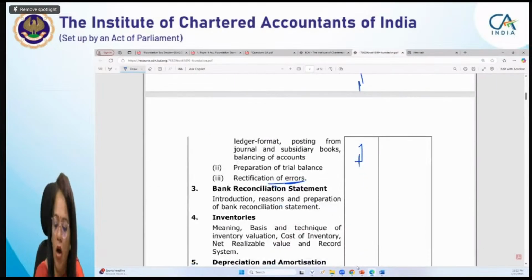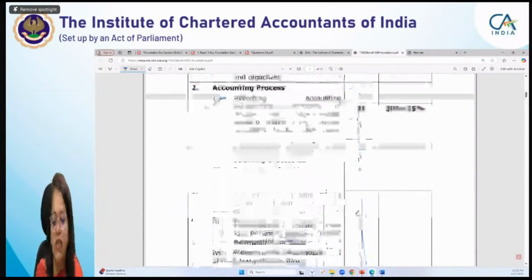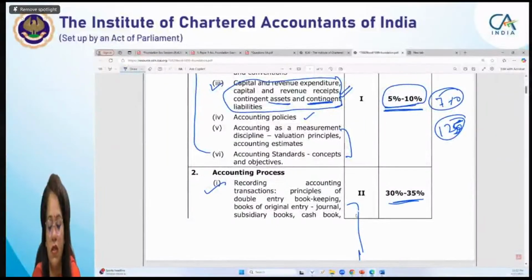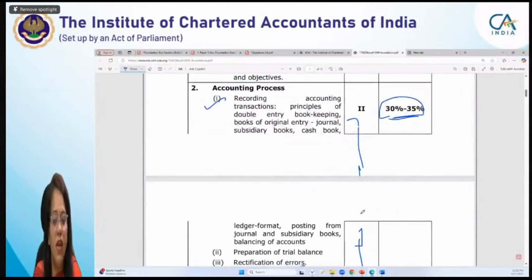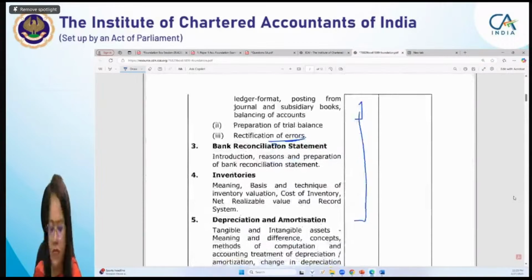And do you know how much percentage it covers? 30 to 35 percentage. Biggest among all. So this is a very easy section, since it covers all the basics of accounting, and covers 30 to 35 percentage of your question paper. So it covers a major chunk of your question paper.